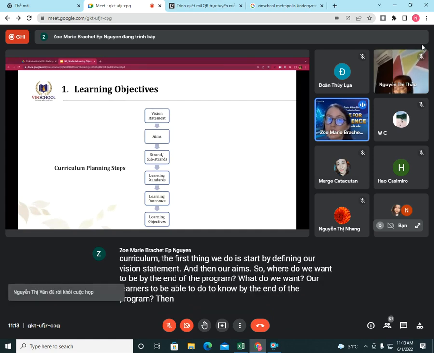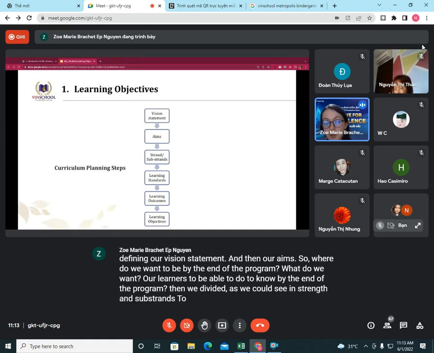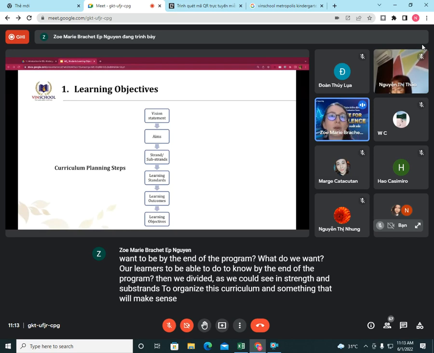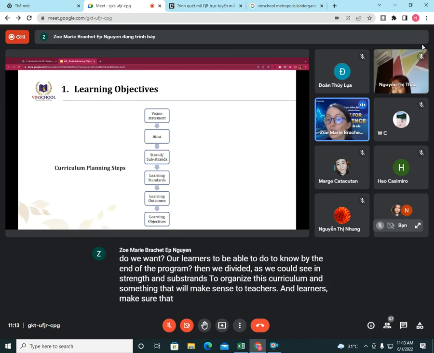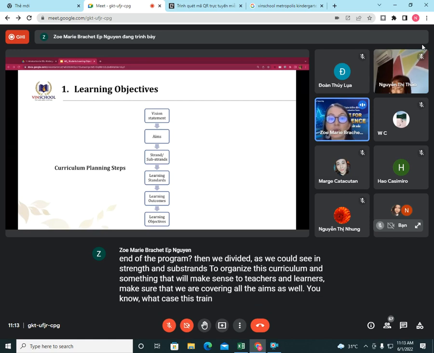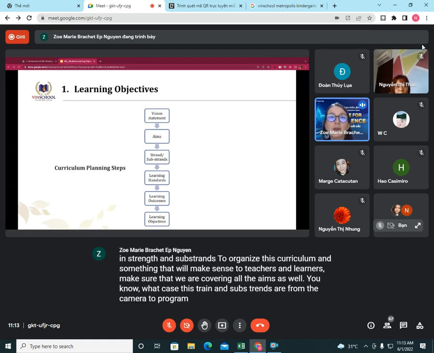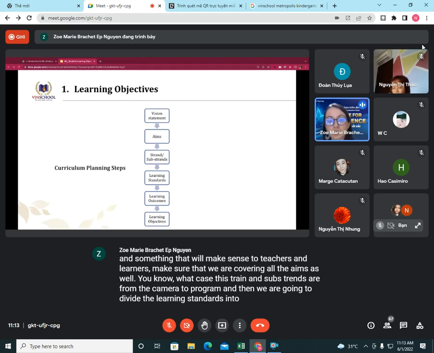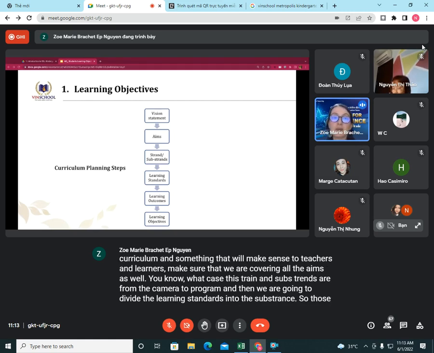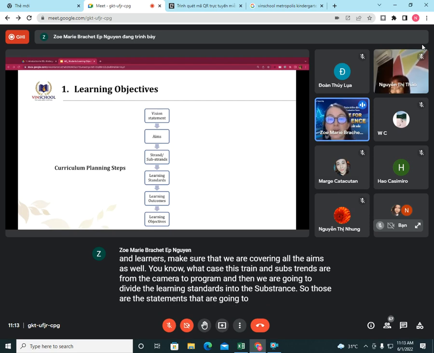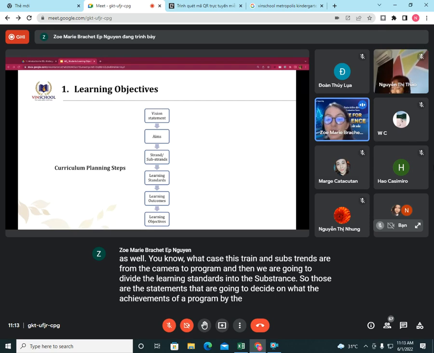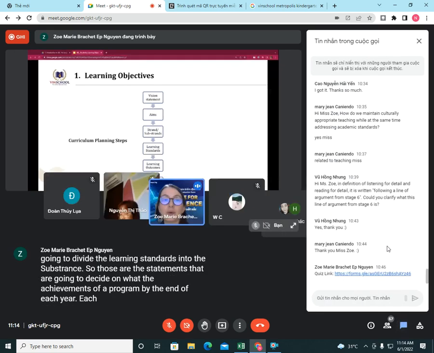Then we divide it, as we could see, into strands and sub-strands to organize this curriculum into something that will make sense to teachers and learners. We also make sure that we are covering all the aims. In our case, the strands and sub-strands are from the Cambridge program. And then we divide the learning standards into the sub-strands. Those are the statements that decide what the achievements of a program are going to be by the end of each year, each level.